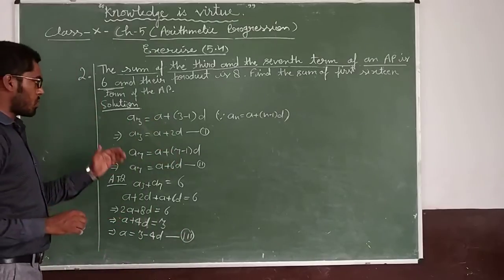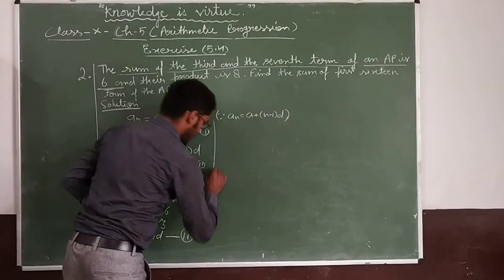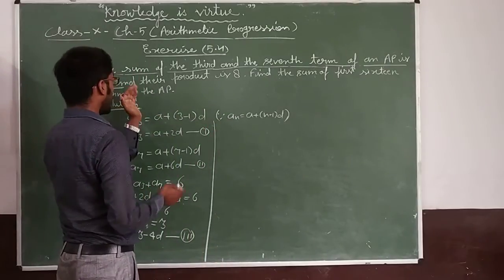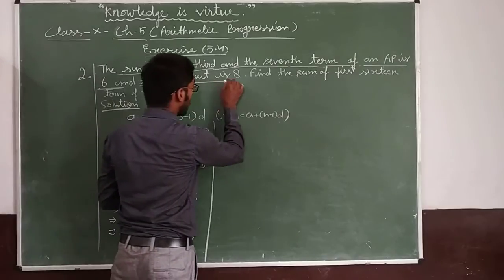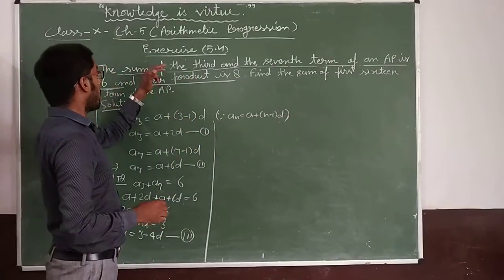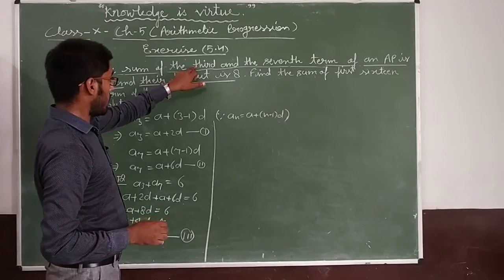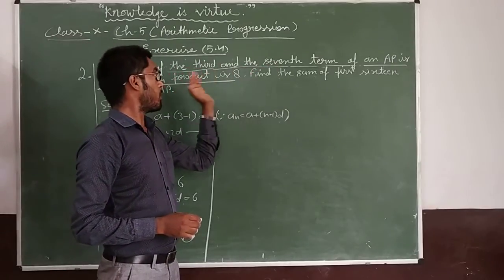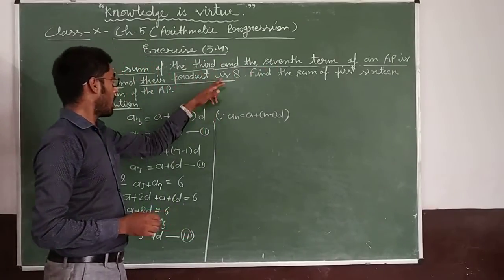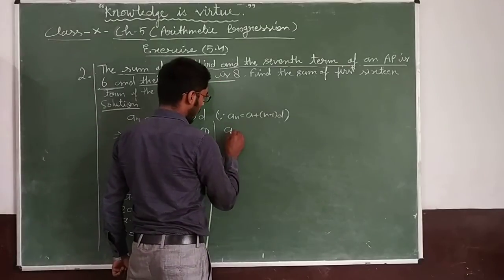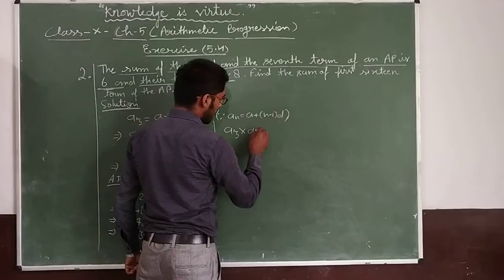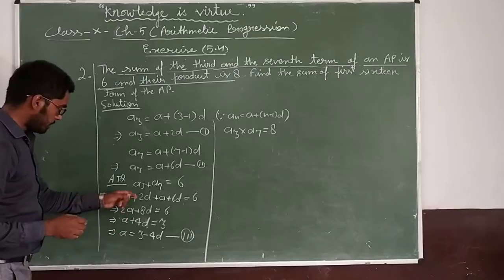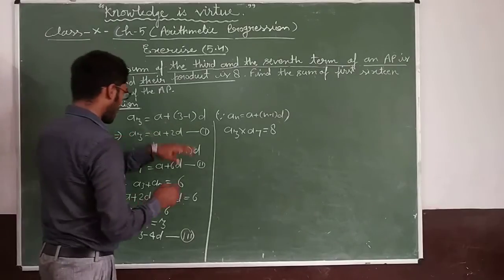Note down all the equations and be careful, because the solution is big in this question. Now the second condition is that their product is 8. Whose product? The third and seventh term. The product of the third term and seventh term is 8. So A3 into A7 is 8. A3 is A plus 2D.